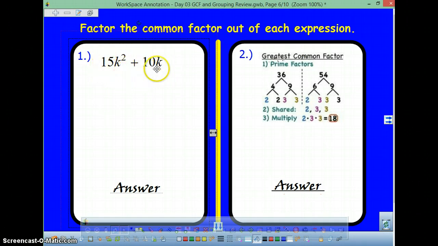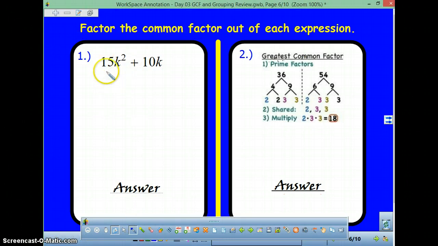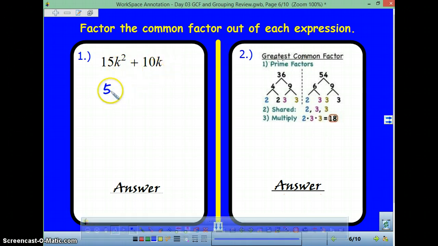This particular problem has two terms, and yes, we look, there is a GCF. There is a factor that goes into both terms. So we ask ourselves, what number goes into 15 and 10? That's 5. What variable is found in k squared and k? Just k. Then we put the parentheses up, and we ask, what is it that I need to multiply 5k by in order to get 15k squared? That's 3k.